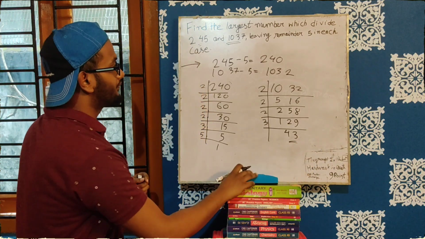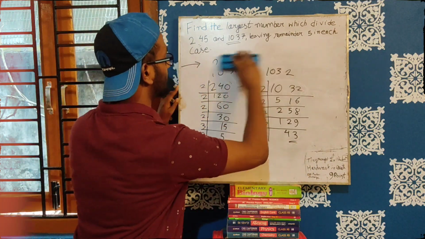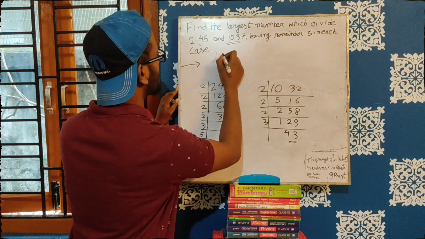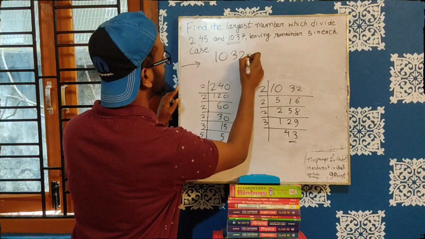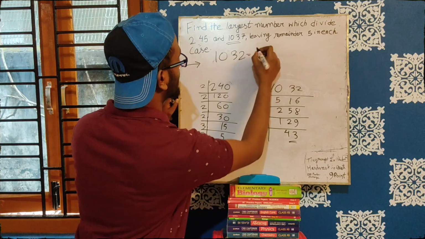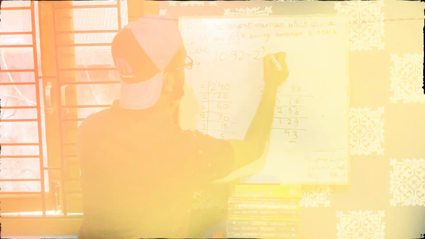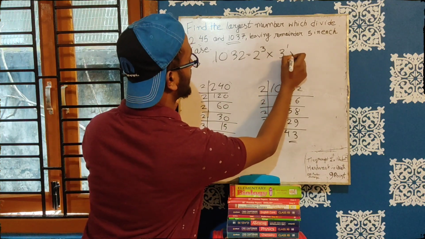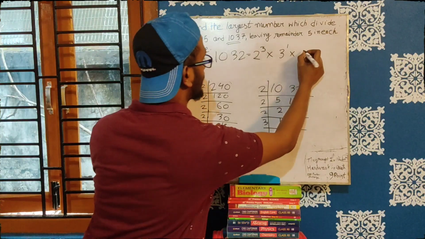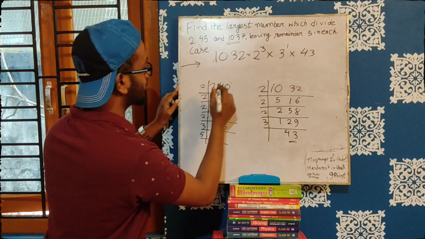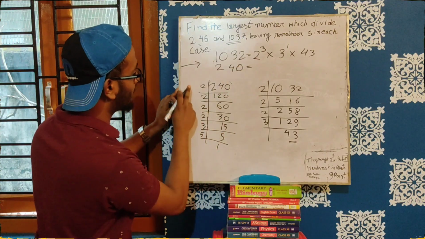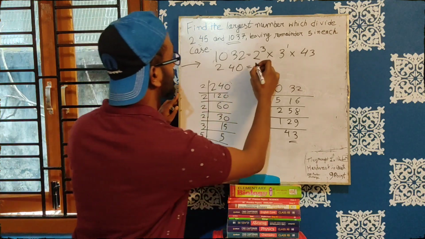So 1032 is 2 to the power 3, into how many 3s are there? 1. So into 3 to the power 1, into how many 43s are there? 1, 43. And 240: how many 2s are there? 1, 2, 3, 4. 4 2s are there.